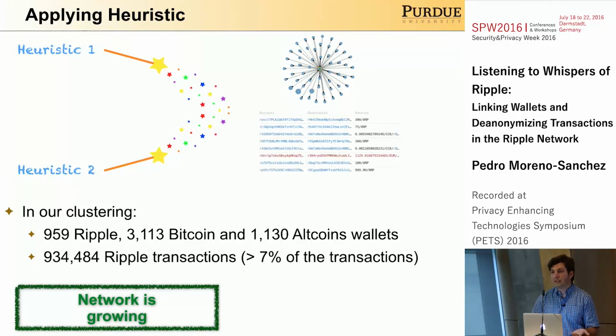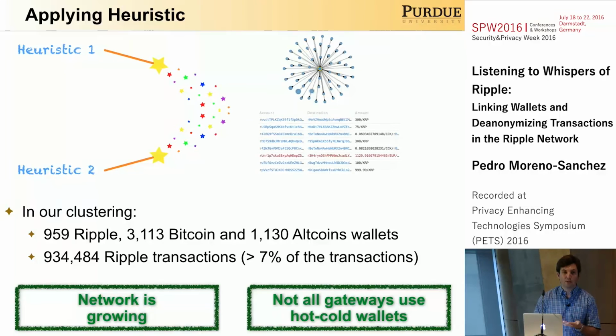The other reason is that some of the gateways are not actually following this hot cold wallet mechanism. However, it has been shown in the Ripple community that those gateways that don't follow this mechanism are in danger of losing their wallets and therefore running out of credit. Therefore, we believe that over the period, most of the gateways, if not all, will apply this hot wallet mechanism, and then our heuristic will apply to them as well.